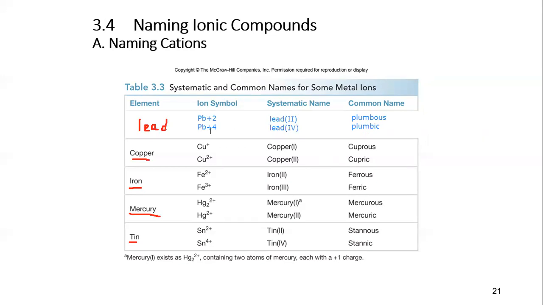So these are the ones where we use the common name or systematic name to name the compounds. Notice that for mercury, we don't use its Latin name, we just use mercury. So mercury 1 is called mercurous, mercury 2 is called mercuric ion. For tin, we use stannum, which is the Latin name for tin, so we get stannous and stannic ions as well. Again, this is only reserved for those elements that have only two ionic charges.